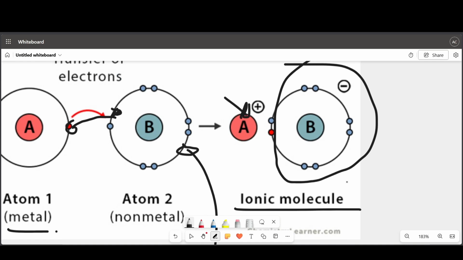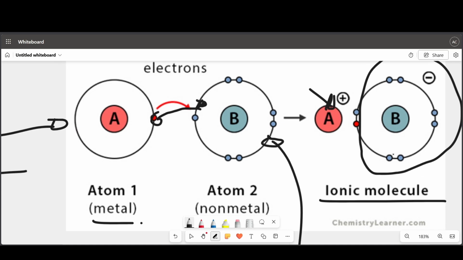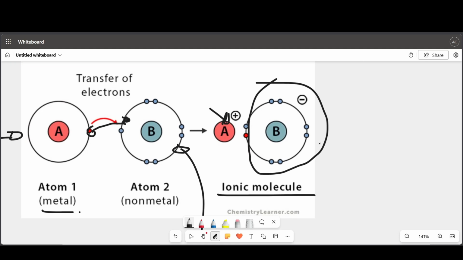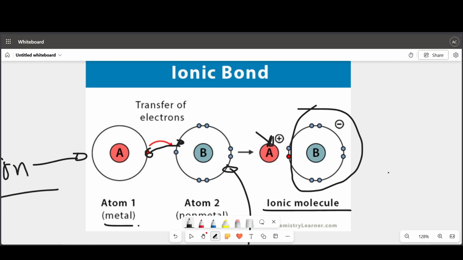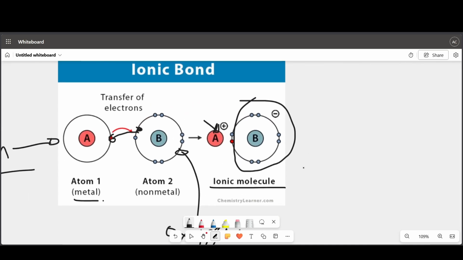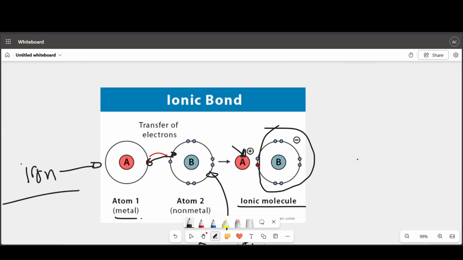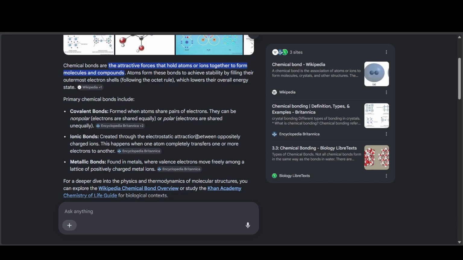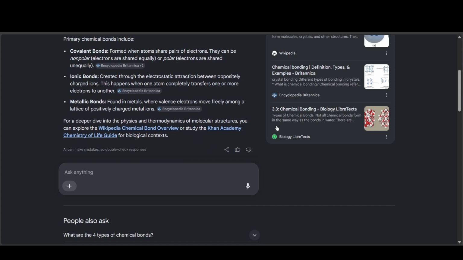So we're going to move right to the last form of chemical bonds, which is metallic bonds. As we can see right here in the description, metallic bonds are very self-explanatory from the title of the bonds themselves. The metallic bonds are found in metals where valence electrons move freely among a lattice of positively charged metal ions. So you just look for metal bonds, examples of metal bonds.